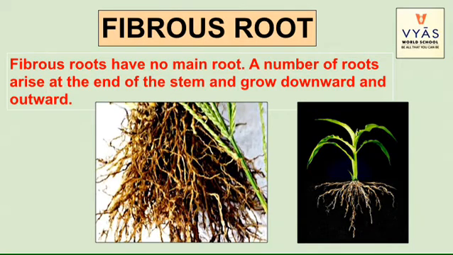So on your screen you can see that in a fibrous root there is no main root. It looks like a bunch of roots. These roots grow downwards and they even grow outwards. They look like a bunch of roots.